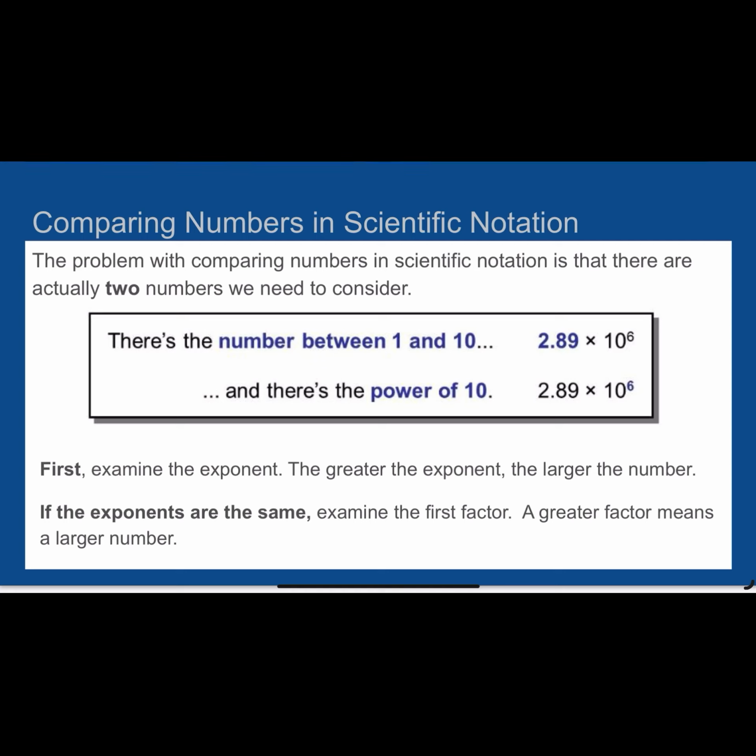So when we're comparing numbers, we need to actually look at two different parts. We need to look at both the factor and the exponent. And we're actually going to start with the exponent. If the exponent is larger, the number is larger. If the exponent is the same, then we move on to looking at the factors. If the factor is larger, the number is larger.